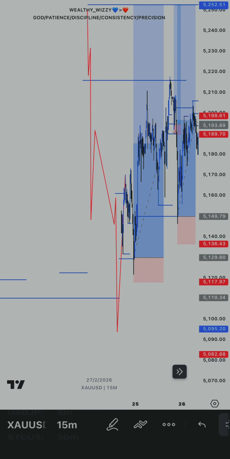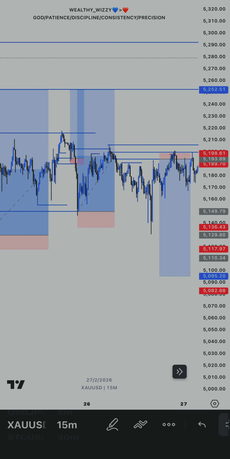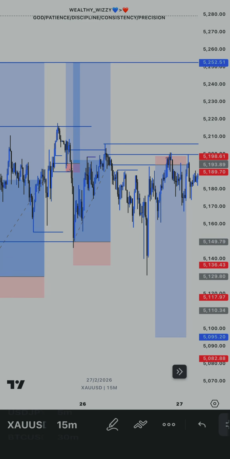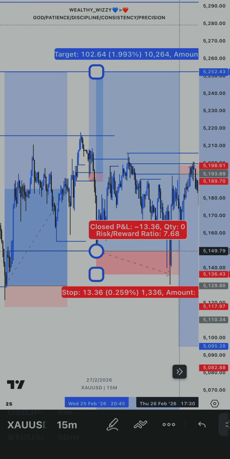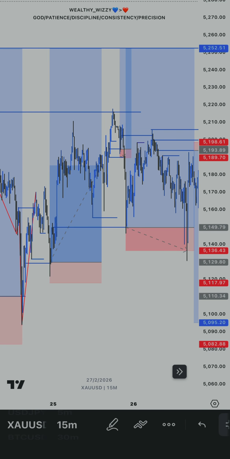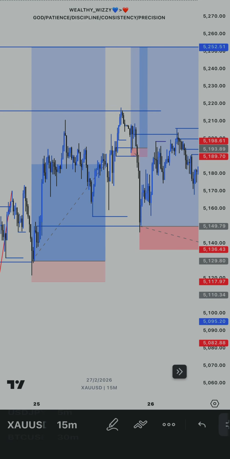sorry, my network is actually bad. So for the third entry, I actually hit a stop loss on this third entry. This one right here. Gold took me out, but as I was studying, I saw where gold was reacting from.